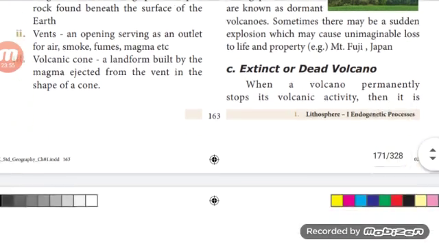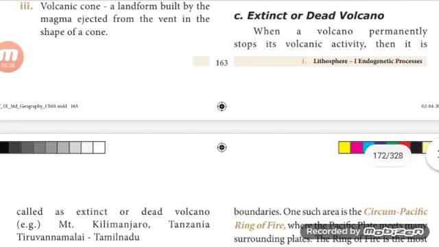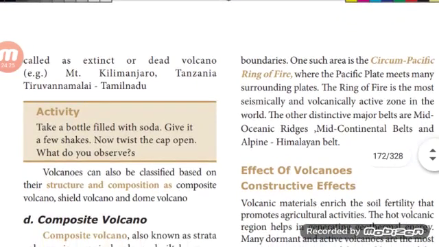Third type, from the term you can understand, extinct or dead volcano. What do you mean by that? We cannot see them erupt again. That is what is called extinct or dead. From the term extinct or dead, you can easily understand it has permanently stopped its eruption. Example, Mount Kilimanjaro.